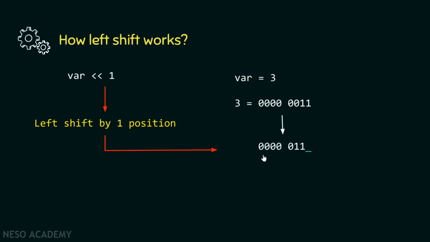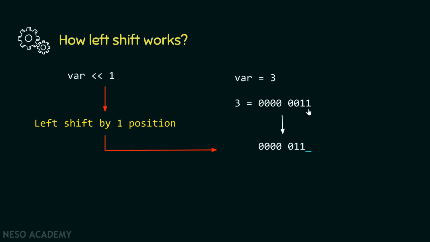After the left shift, the result looks like this. This whole binary number will get shifted towards the left by one position. As this whole number gets shifted towards the left, this bit gets truncated. After that, this bit will shift towards this position, this bit towards this position, and so on, and finally, this bit will shift towards this position.